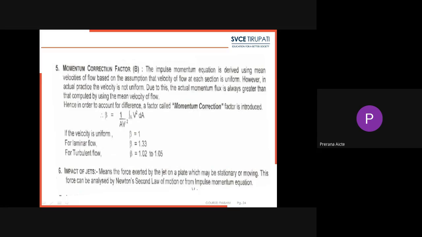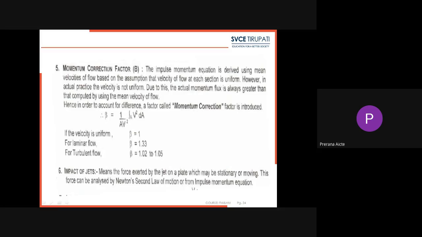This momentum correction factor is denoted with beta. So beta can be written as beta equals 1 by A V square into the integral of v square dA. If the velocity is uniform, then beta will be 1. Usually for laminar flow, the beta value is 1.33. For turbulent flow, the beta value is 1.02 to 1.05.